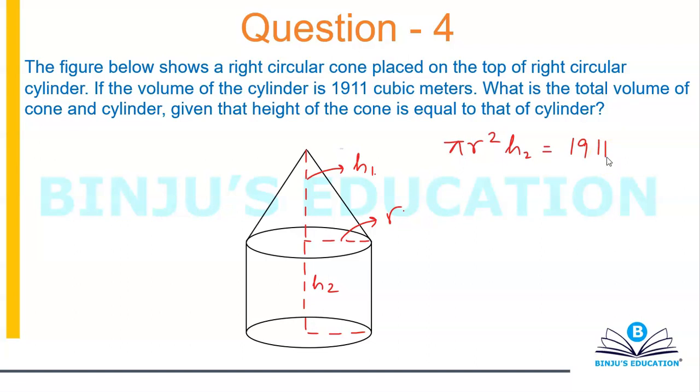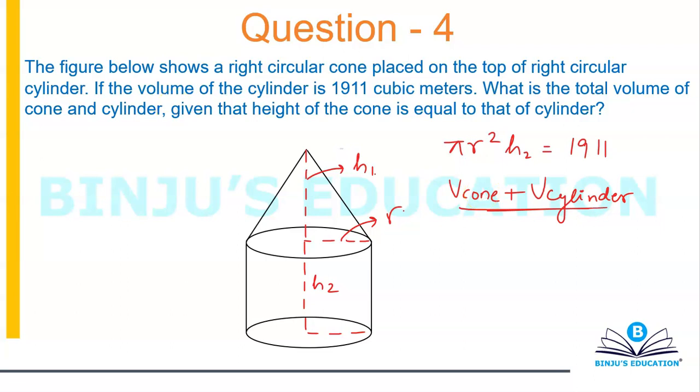What is the total volume of cone and cylinder given the height of cone is equal to that of cylinder? Now what we need to find out is the volume of cone plus volume of cylinder. Now, interestingly, we don't have to solve this, it's quite simple. The two radii, that is the radius of the cone and that of the cylinder, are equal because the cone is placed exactly on top of the cylinder, and it's given to us that the heights are also equal.